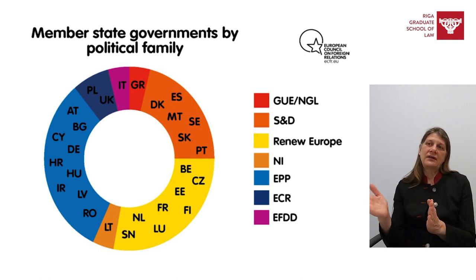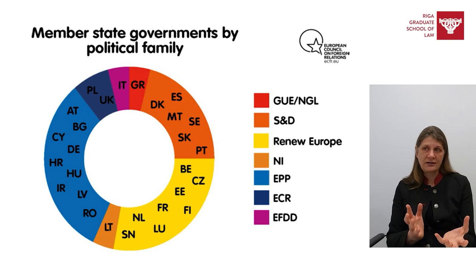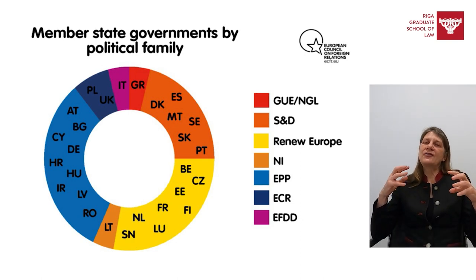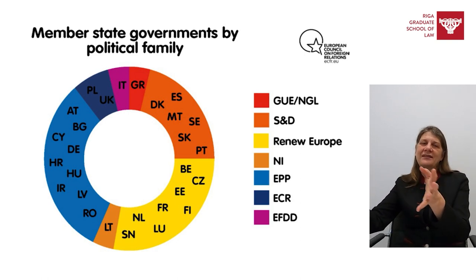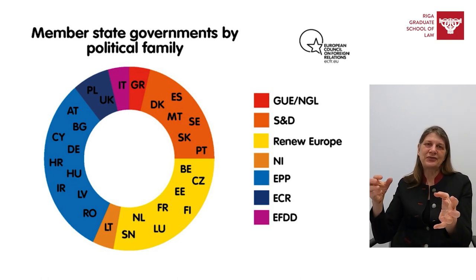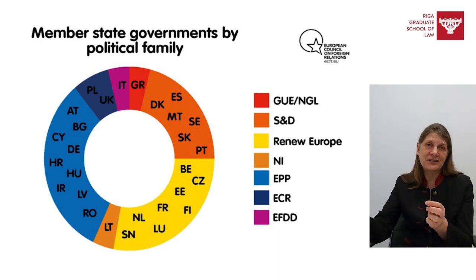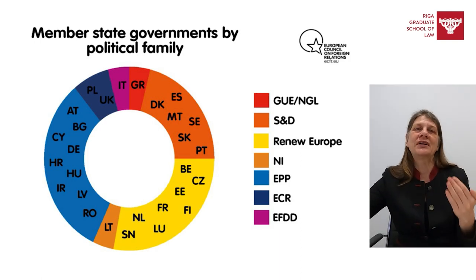So in the Liberal group, the Renew Europe group, we have countries like France, there is also the Netherlands and Estonia. And you can see that after elections, of course, this can change. So if you would watch this slide in coming years, possibly you would find countries already in a different political group because coalitions may change.